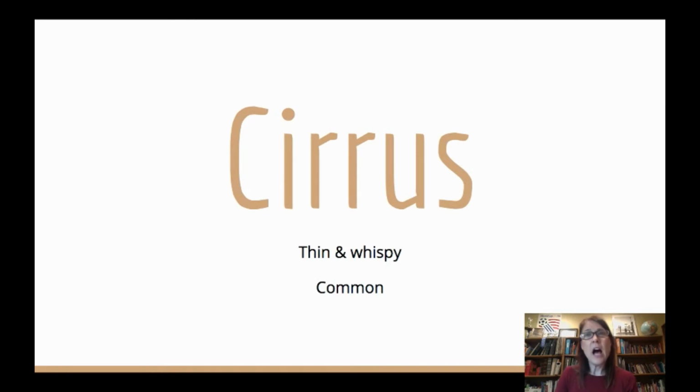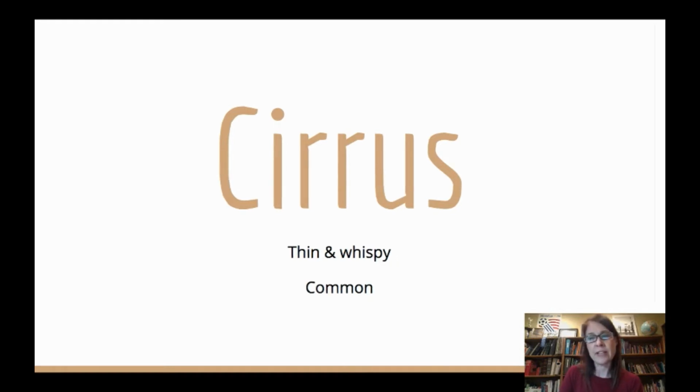Cirrus. Cirrus is a high altitude cloud that appears thin and wispy and is a common cloud. At high altitudes, the temperatures are very cold, and so any water vapor is going to be an ice crystal. Also, there are very fast winds at these high altitudes that blow these ice crystals, and so that is what gives the cirrus clouds their wispy appearance.